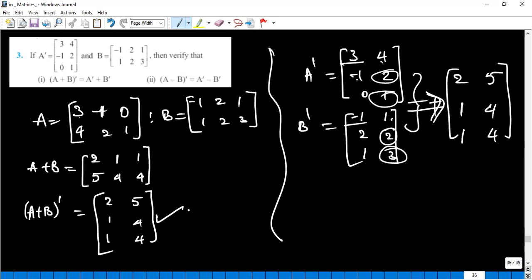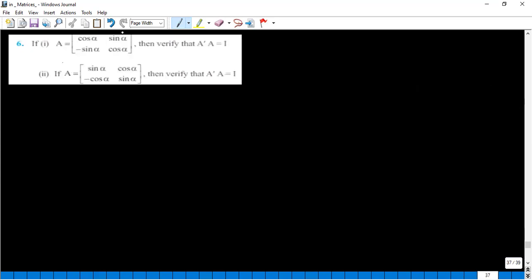So we can conclude, you just see these two matrices. We can conclude (A plus B) whole transpose is nothing but A transpose plus B transpose. Okay. And they are asking here whether it is orthogonal or not, that is, whether A dash A is I. Okay. Let us see the first question.